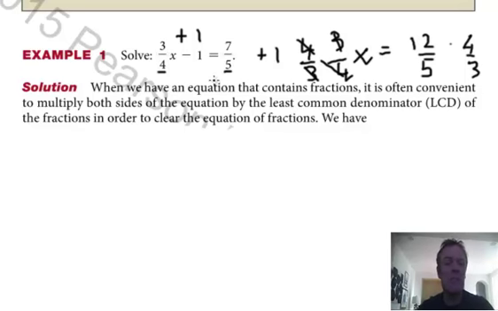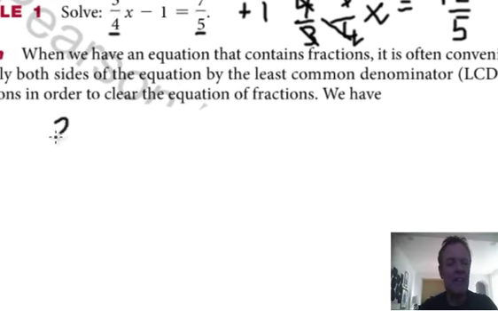Because if I had multiplied the 3/4 x by 4, I'd have got rid of the 4. If I multiply 7/5 by 5, I'd have got rid of the 5. So a combination of the two, let's use 20. I tend to write it like this. It feels like doing a distributive law, but I'm going to multiply the 3/4 x by 20.